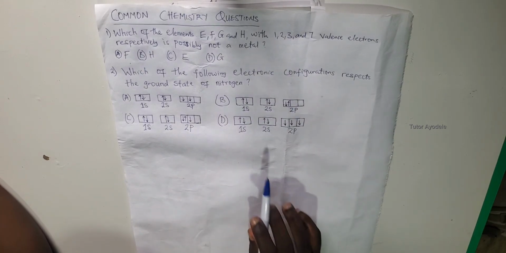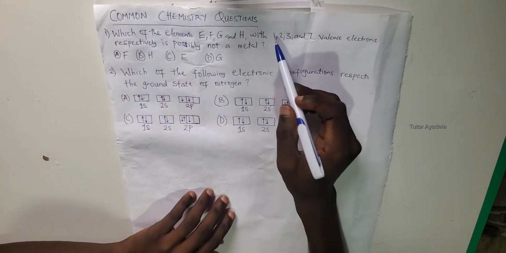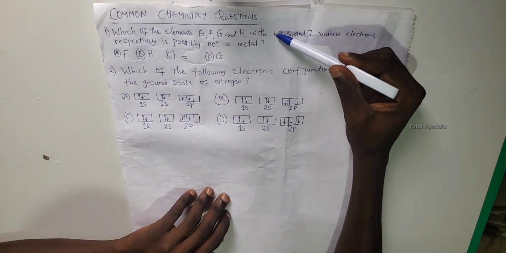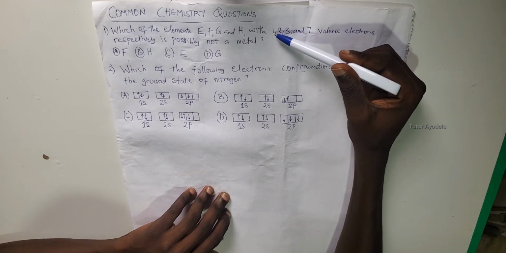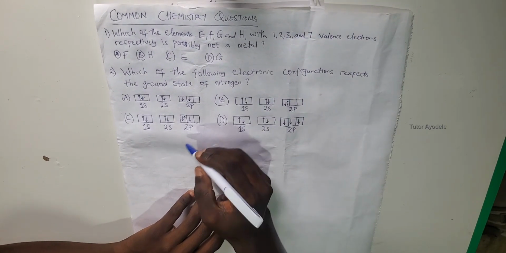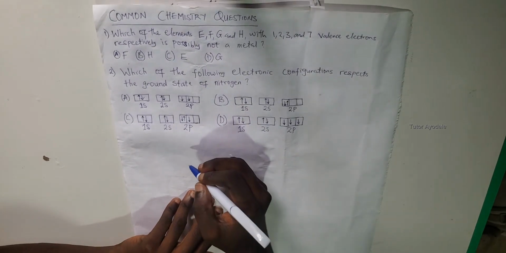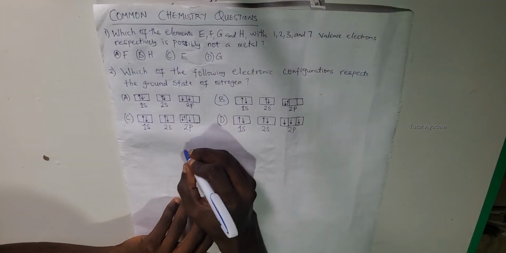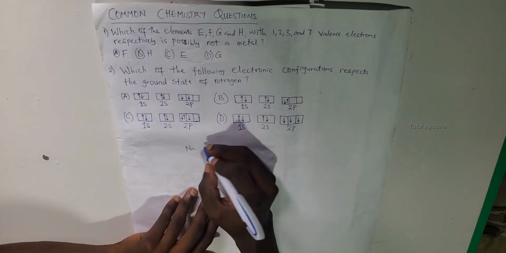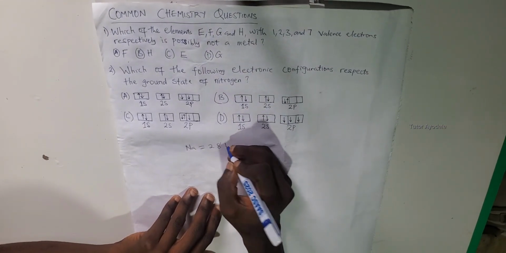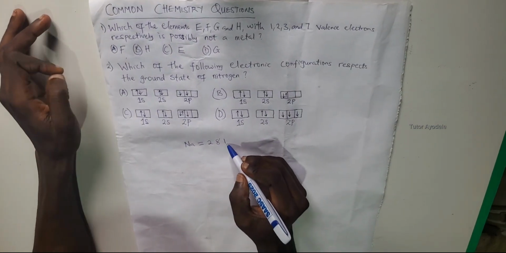Any element that has a valency of 1 is the same thing as a Group 1 element. For example, looking at sodium, it has 2, 8, 1. The last one here is the valency, right?